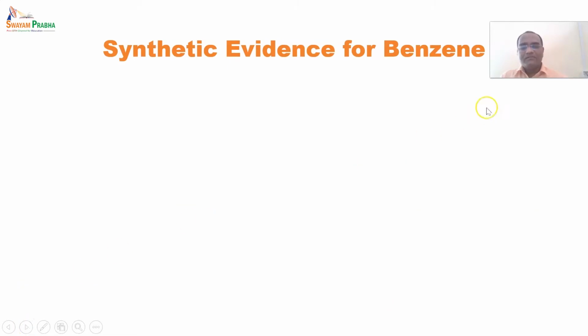After that, we will come to the next evidentiary part, that is, synthetic evidences of benzene. Earlier we studied analytical evidences of benzene, which are by use of spectrophotometric techniques or other techniques by which molecules are identified or interpreted. So the next evidence is the synthetic evidence for benzene.